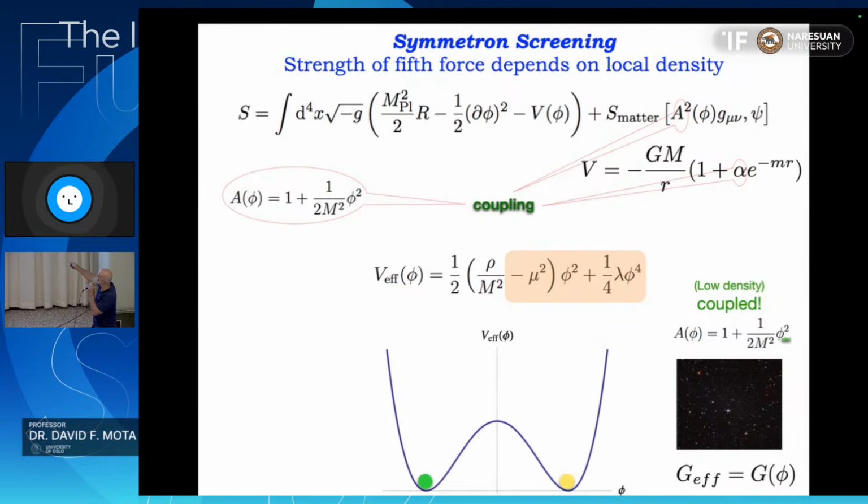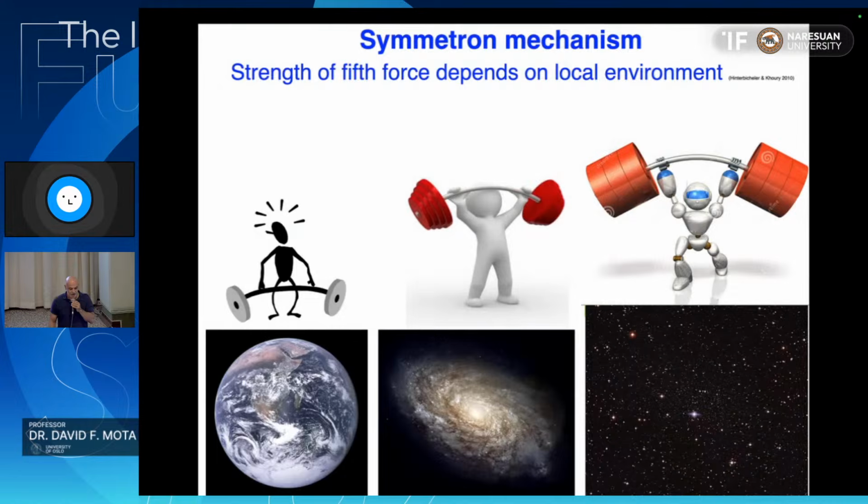And so that means that the scalar field will be coupled to the standard model fields and to the dark matter as well. So the fifth force in low density regions will become active because the coupling becomes strong there as well. Okay? So that's the idea of the symmetron screening mechanism, that the strength of the fifth force depends on the environment. So the range of the force is always the same. It doesn't change. Okay, that is a parameter that we can choose in our theory.